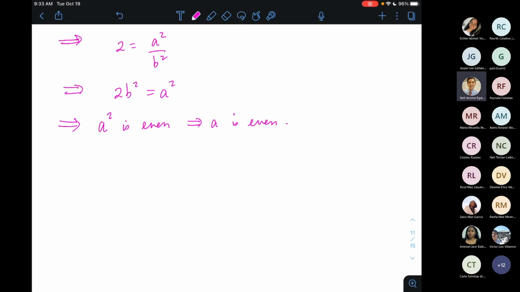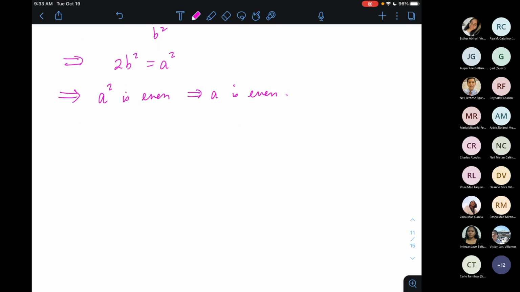Sir, rinig po ba? Oh yes, Kelvin. So, since nasabi na po natin na A is even, pwede po natin siyang i-express as product of 2 and another integer, let's say K. So, pwede po natin siyang isulat as A equals 2K. All right. Thank you, Kelvin. That's right. So, nakita niyo kung bakit hindi pa ako pwedeng tumigil, no? Kasi wala pang contradiction, right? So, tuloy natin. Sabi nga ni Kelvin, kung alam natin na si A even, isulat natin siya as 2K, right?